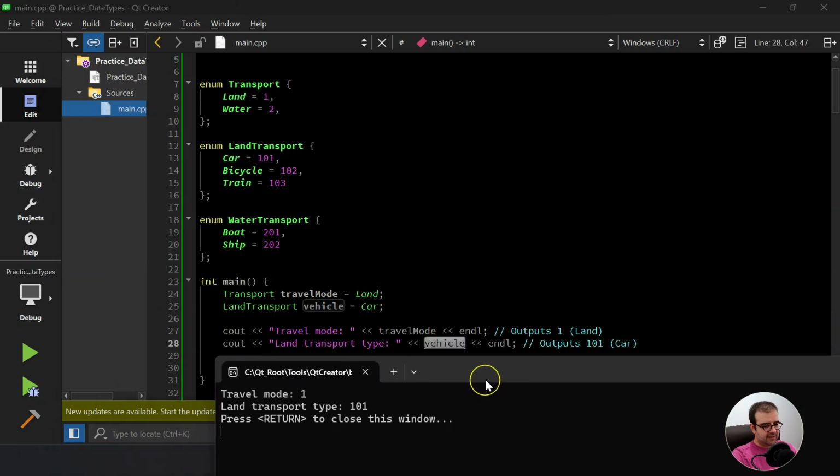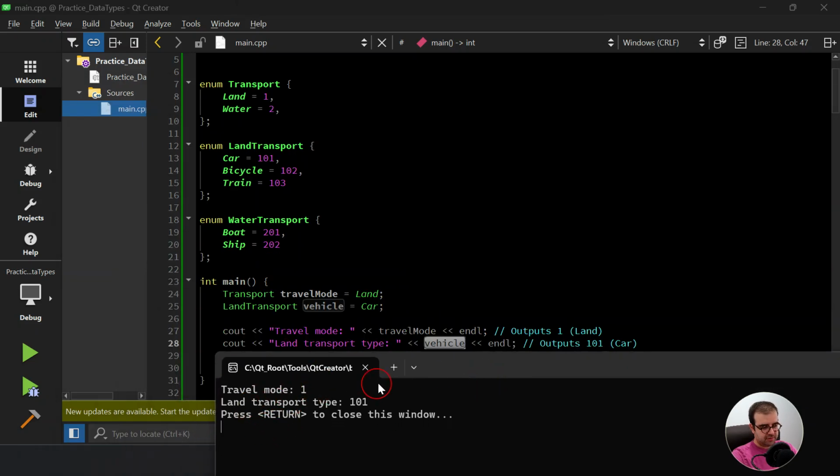So here we see that the travel mode equals 1. The 1 is printed. So 1 was assigned to land here, and then land was assigned to this travel mode. This is why when we are printing out the travel mode, it is printing out 1.